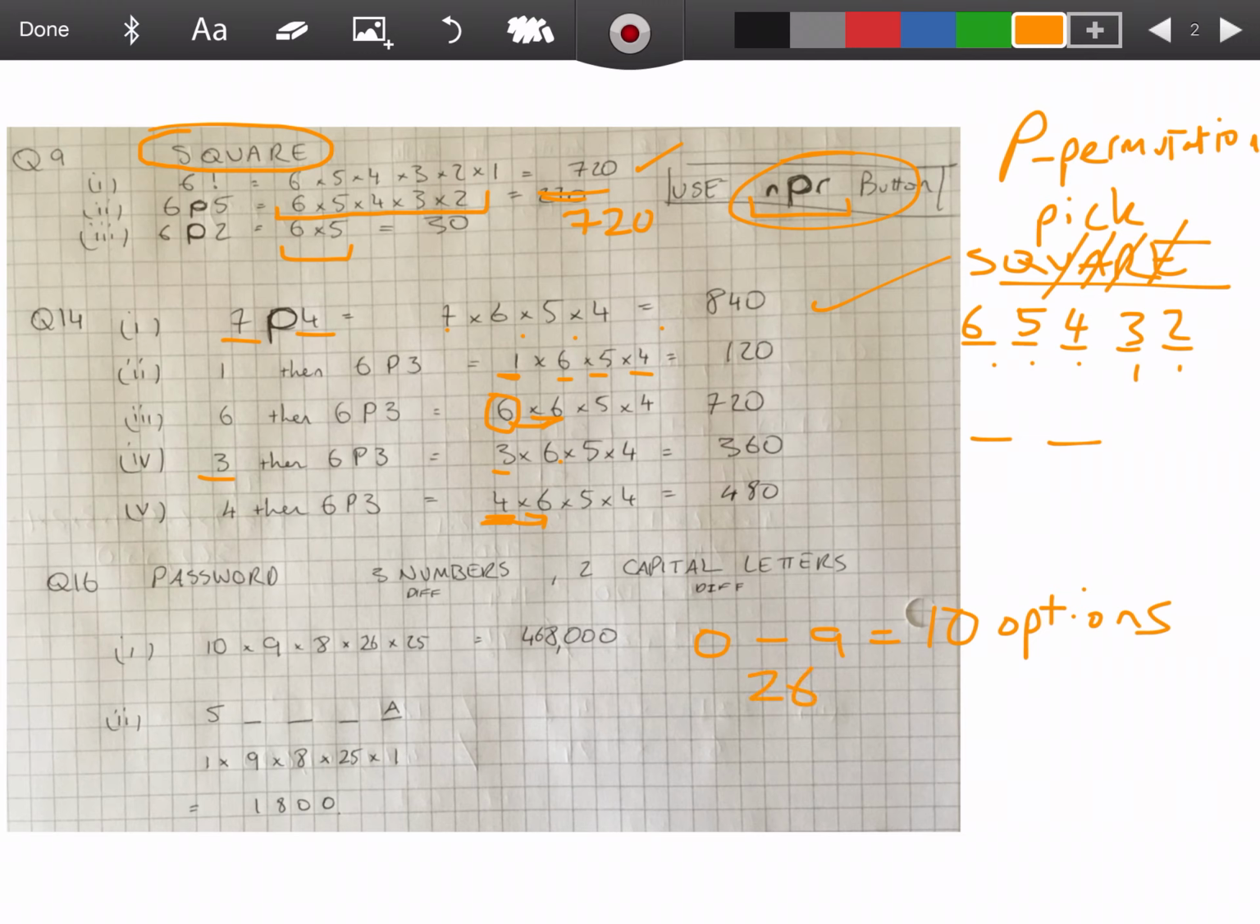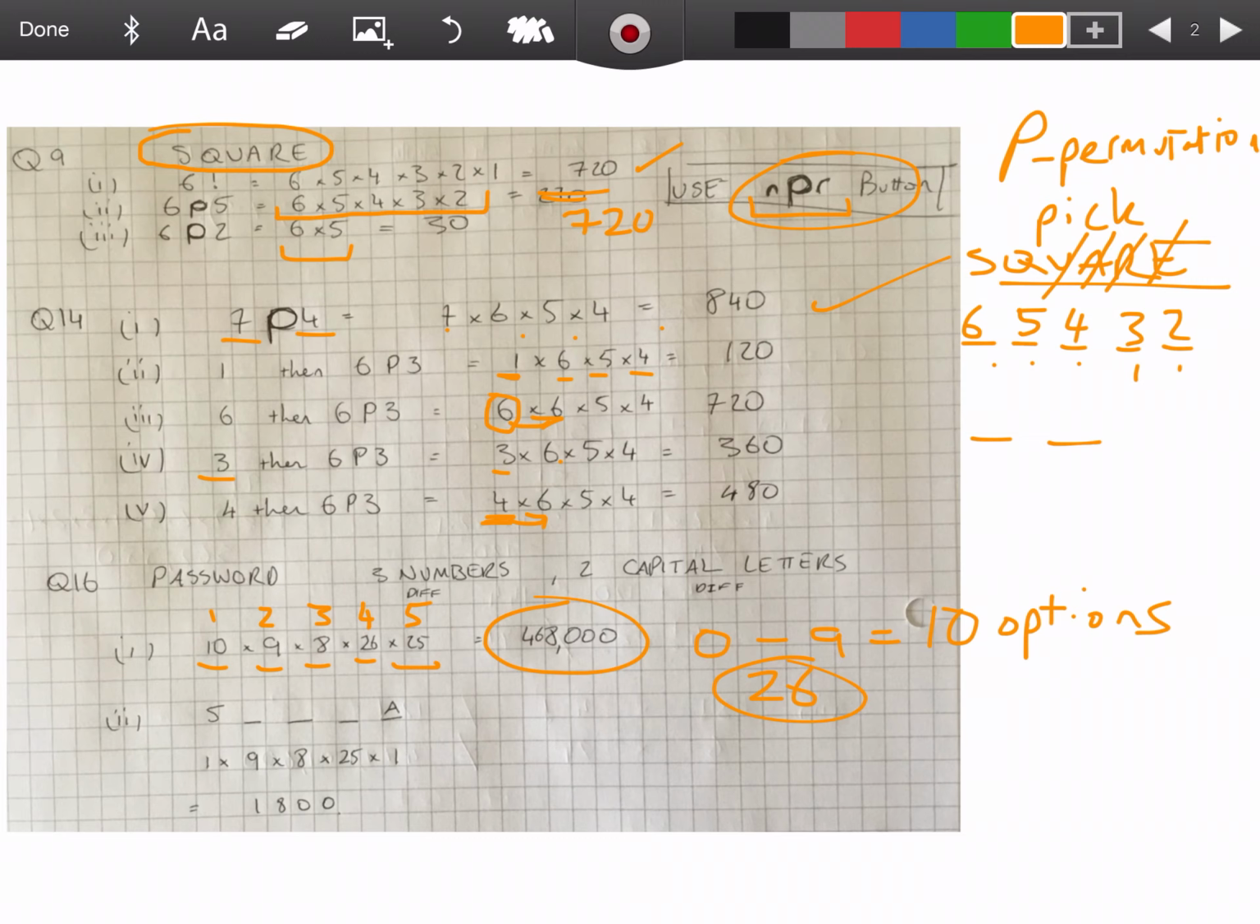Okay, so part 1 asks how many different passwords are possible. So the same idea here. Look, I've got number, letter. There's 10 different options for pick 1. Then there's 9 options. Then there's 8 options. When I get to the letters, then I have to multiply by the amount of letters I have in the alphabet, because there's 26 options for the first letter that I use, and then there's 25 options for the second letter that I use. I just multiply all those together and I get that 468,000 combinations that there could be.